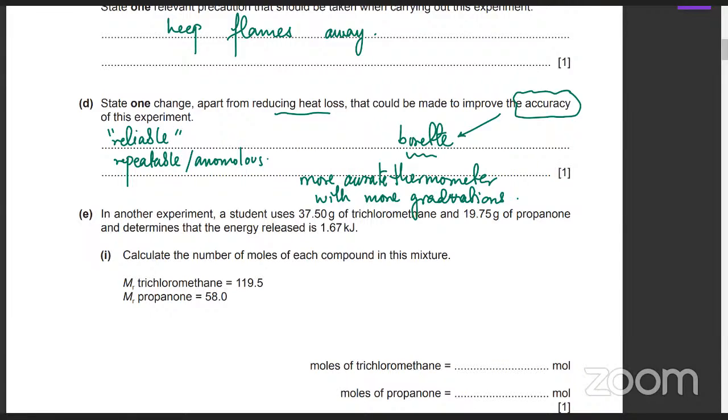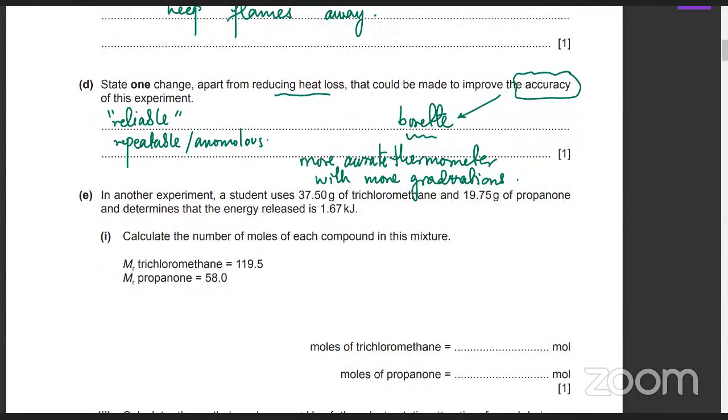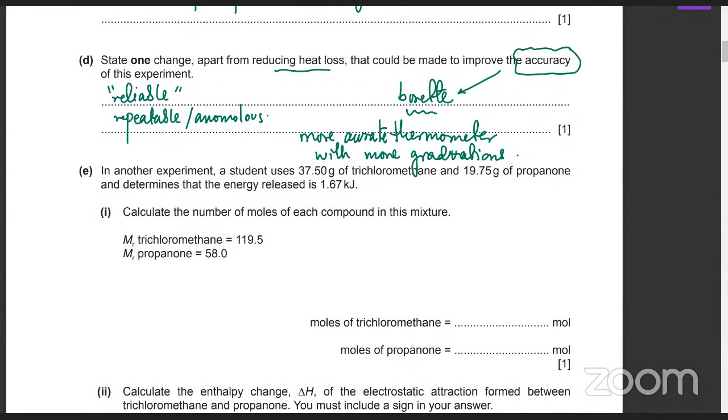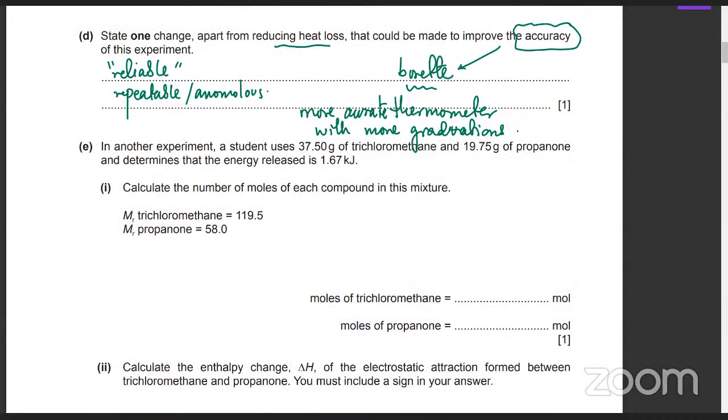And you could have used larger volumes. You could have taken a 250 cm cube beaker and added 120 cm cube of both, or 100 cm cube of both, and you would have gotten larger readings, and those larger readings would have a lower percentage error.